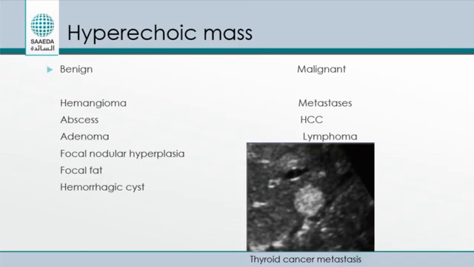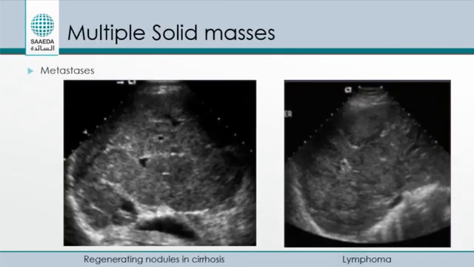So, multiple solid masses in the liver. The differential diagnosis is number 1 metastasis, number 2 metastasis, number 3 metastasis. Other differential diagnosis, it can be metastasis or metastasis. Okay? Then after all of that, you look for other causes.